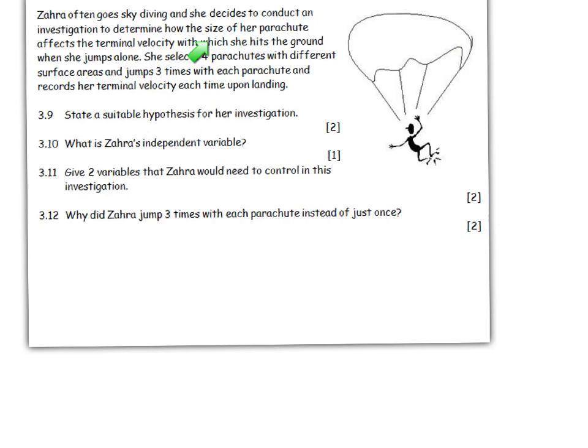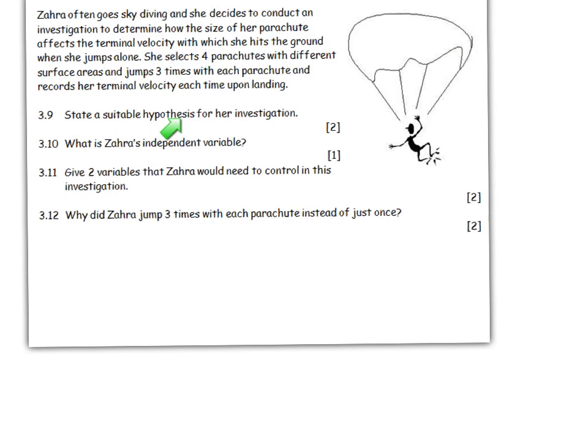So what are we changing? We're choosing 4 different parachutes with 4 different surface areas or sizes of parachute. And what are we measuring? We're measuring the terminal velocity. So first we need to link those two in a suitable hypothesis.